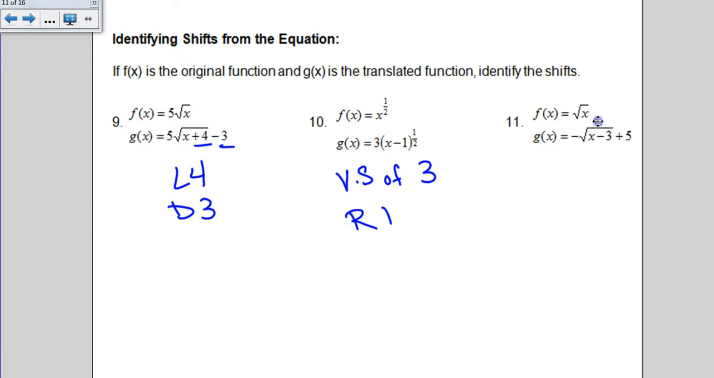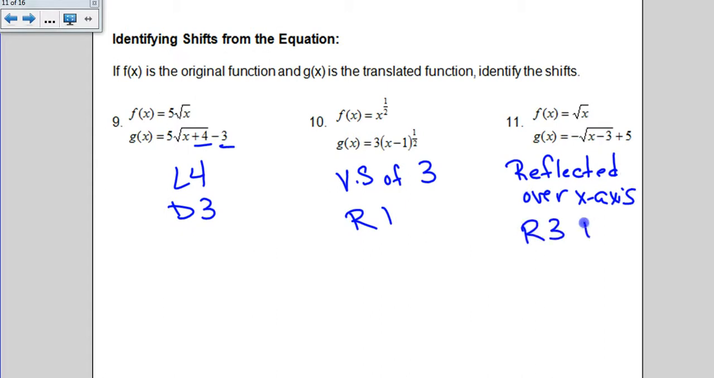And then number 11, the square root graph is the original. So the negative means it was flipped or reflected across the x-axis. So you can say either flip or reflect. Reflected, I'm going to say, over x-axis. And then the x -3 means it was shifted right 3, and the +5 means it was shifted up 5.